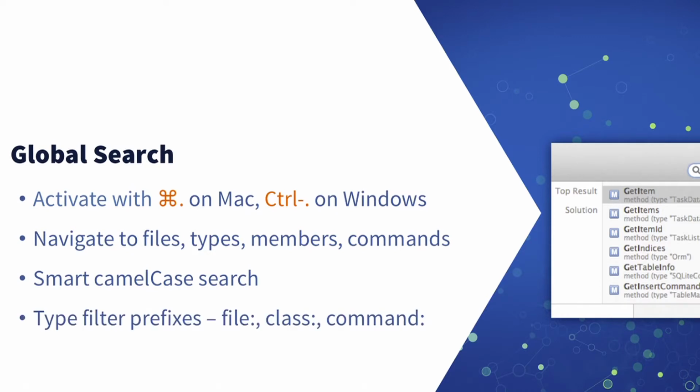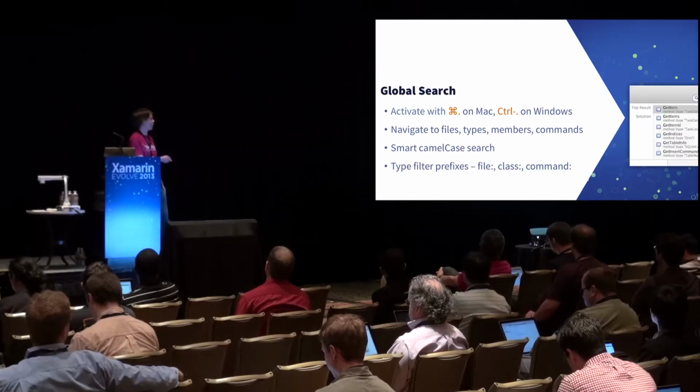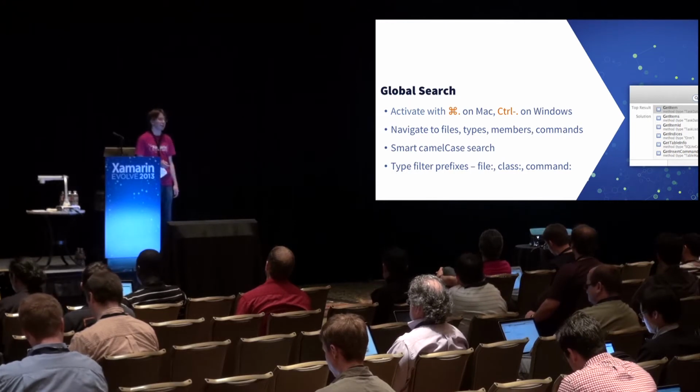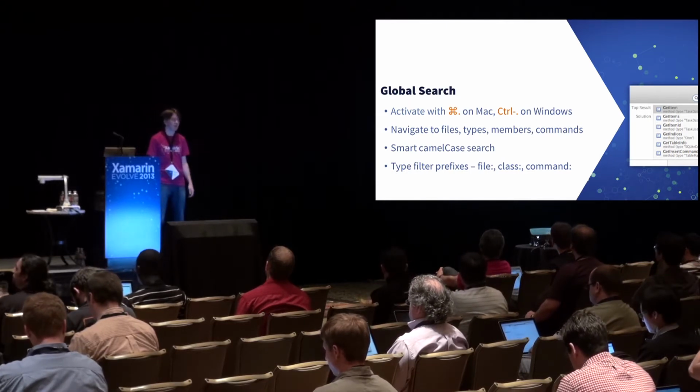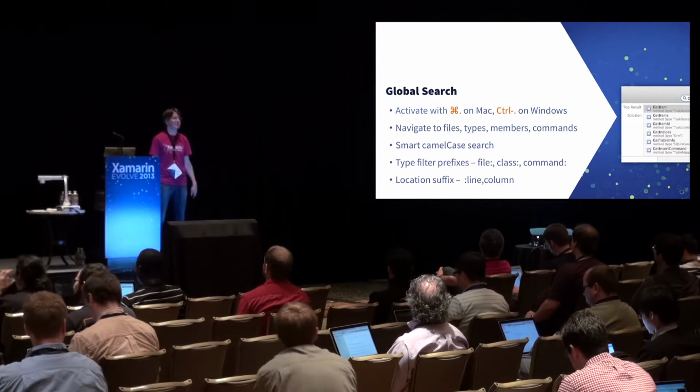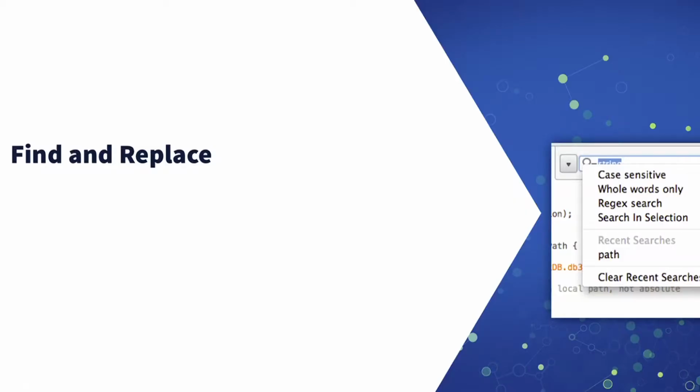You can also restrict it to specific kinds of things. If you type file colon, then a search, it will only show you files. Also class colon, it will only show you classes. You can also use a suffix colon line, and then it will take you straight to that line. So you can type a file name, colon 50, it will take you to line 50. And you can also do comma column as well, if you know a very specific column. So if someone tells you, go to this file at this line, this column, just paste that in there, hit enter, and you'll go straight there.